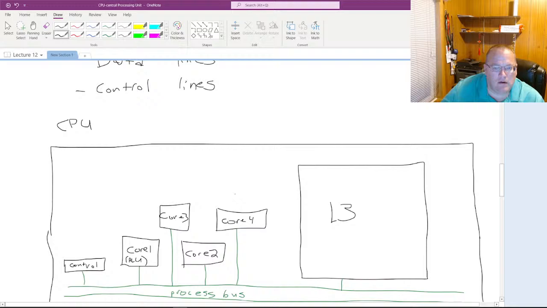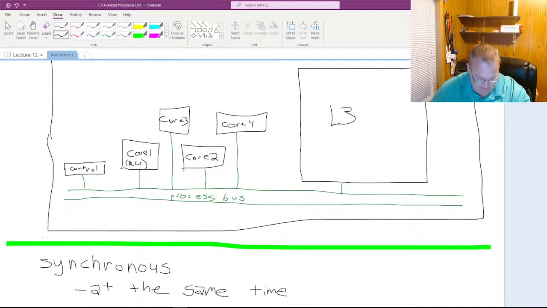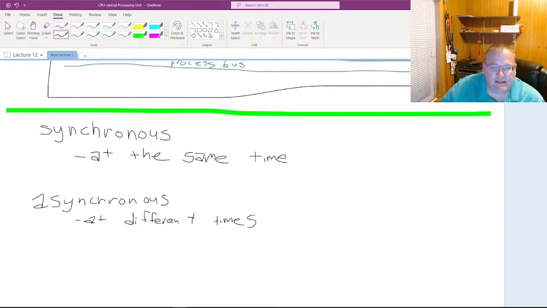So at the same time. Okay, so what does that mean when it applies to synchronous? So there's different methods to get these buses to work. People have innovated over time.